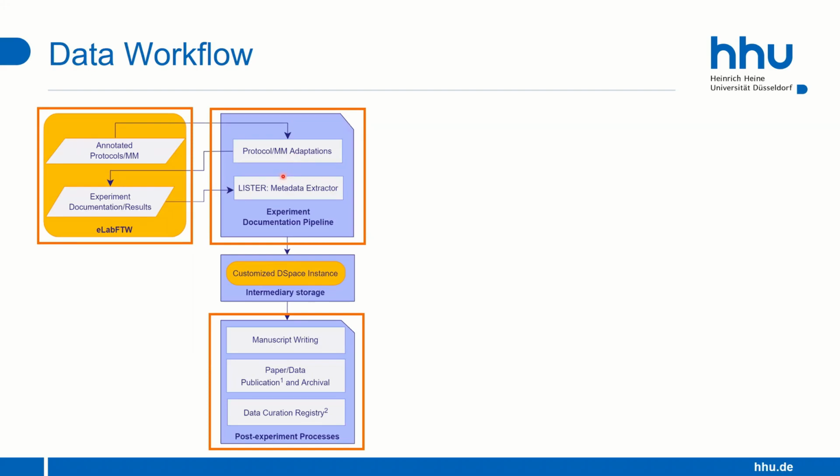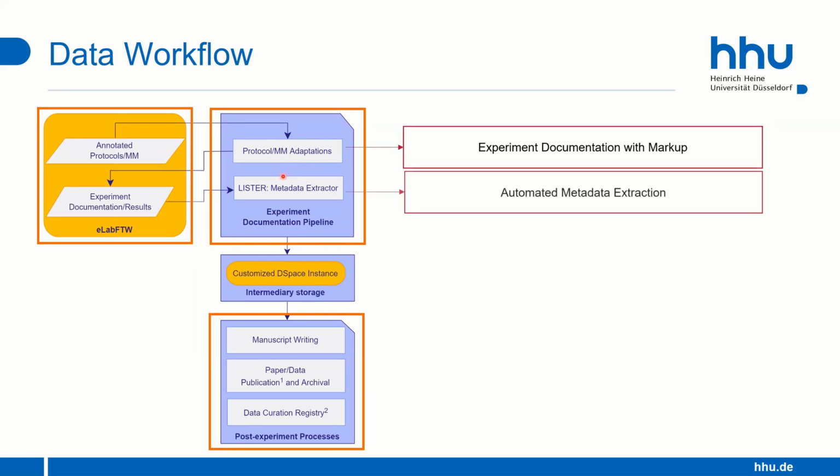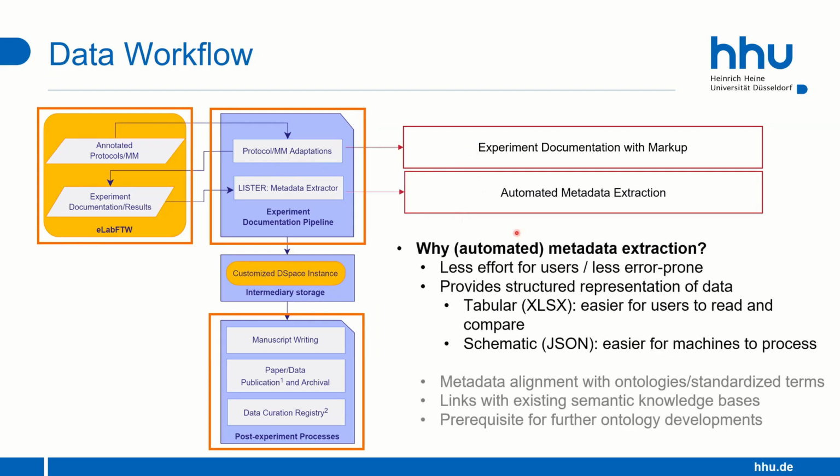And we developed LISTER as a metadata extractor. And these 2 together will then allow automated metadata extraction. And we think that this is very important because it provides less effort for users, it is less error prone. And of course, you can then get the data as required, for example, for yourself as an Excel sheet or for machine handling in a JSON format.